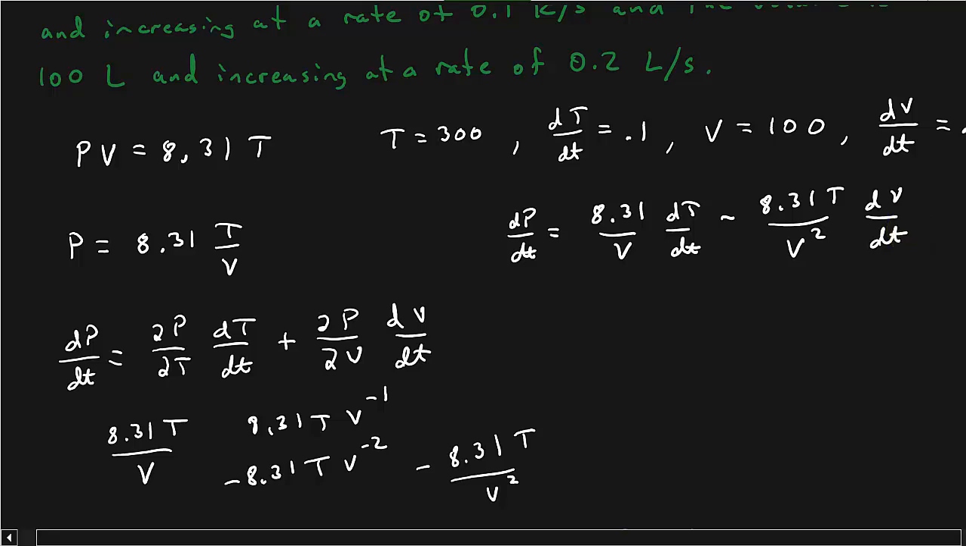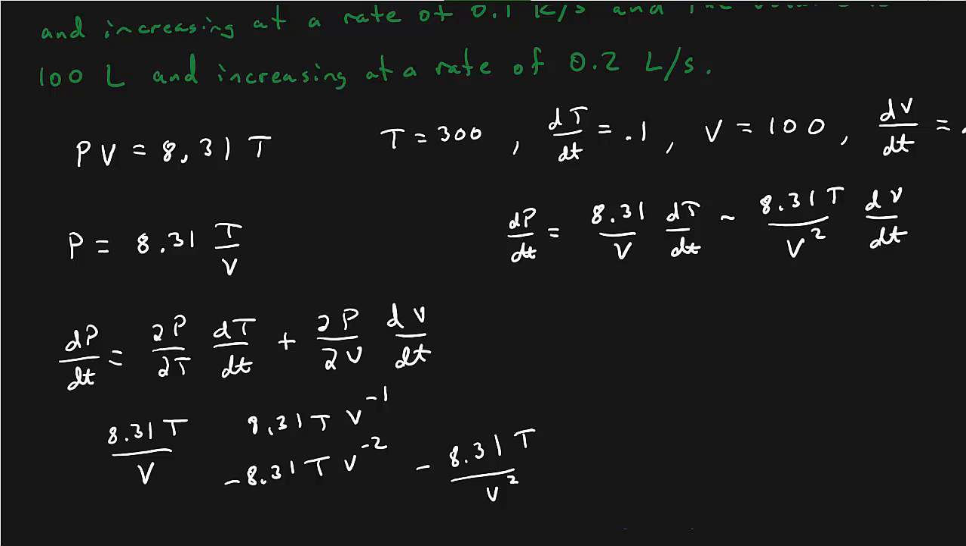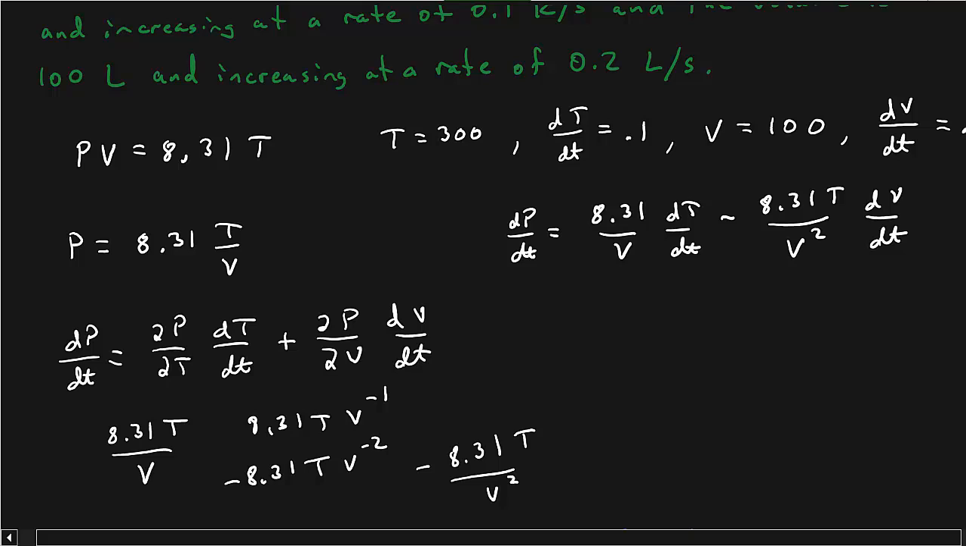Whenever you have 1 over x, the derivative of that is -1 over x squared. And you could find that by doing x to the -1, doing the power rule. Okay? But 1 over x comes up quite a bit. So I would just memorize the derivative of 1 over x is -1 over x squared.